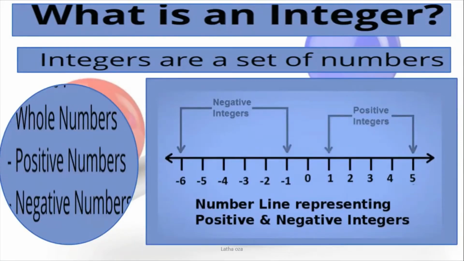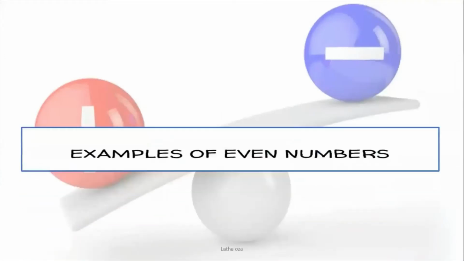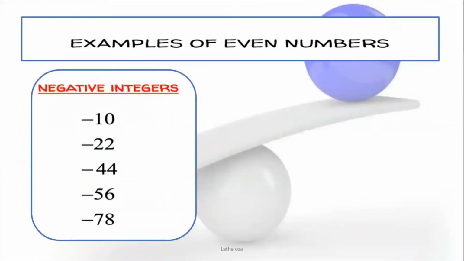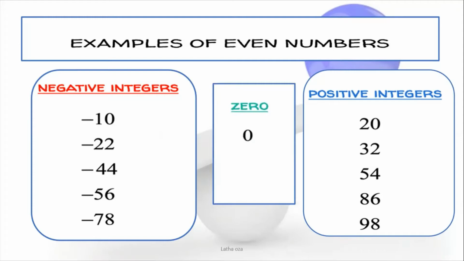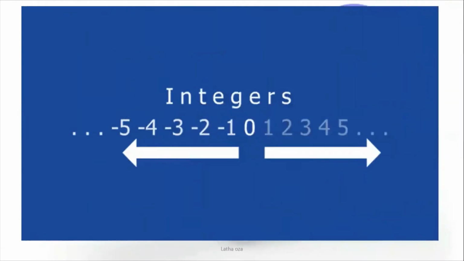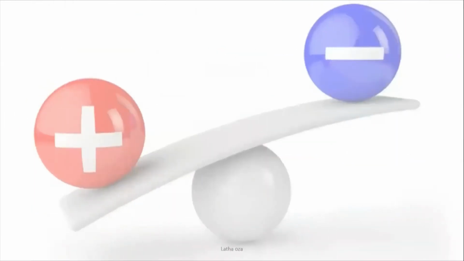The positive numbers lie on the right side of the number line and negative numbers lie on the left side of the number line. Negative numbers, for example -10, -22, -44, -56, -17, and positive numbers like 20, 32, 54, 86, 98, and 0, which is neither a positive number nor a negative number. The positive numbers are on the right side of the number line and negative numbers are on the left side of the number line.